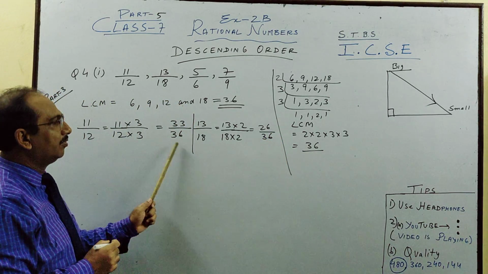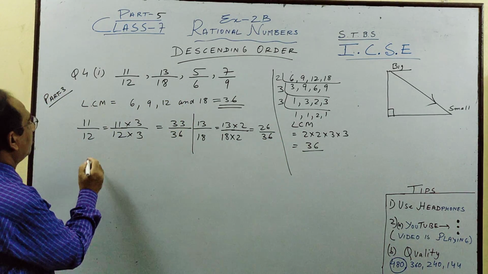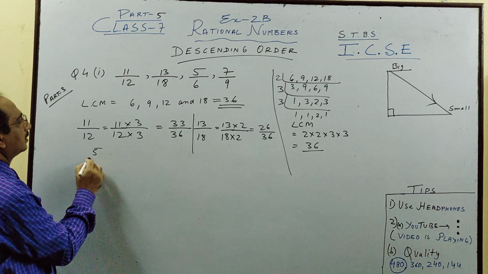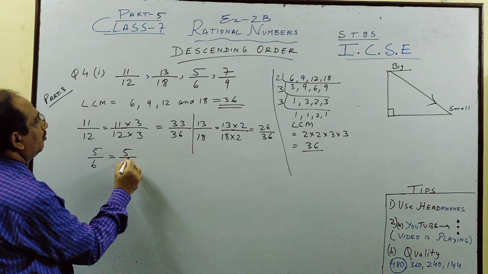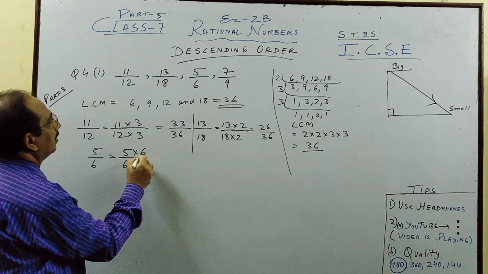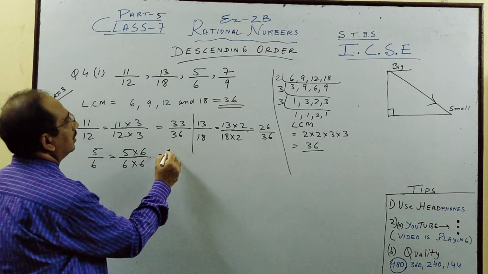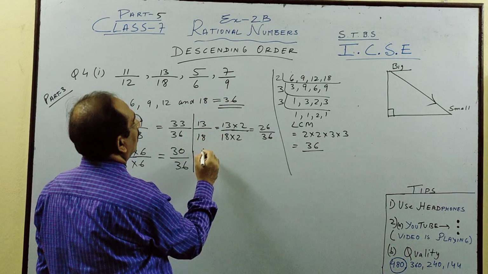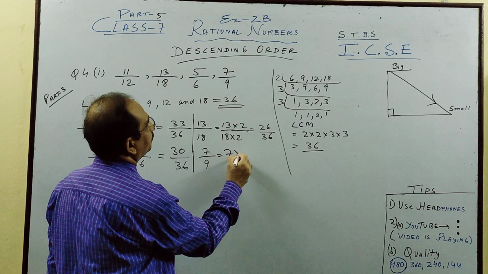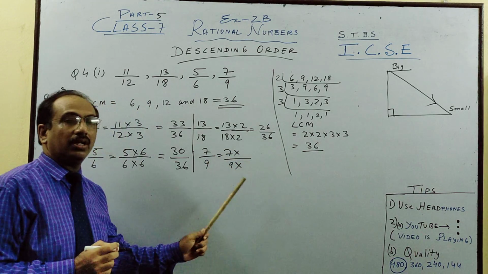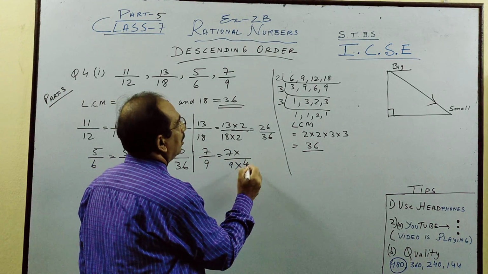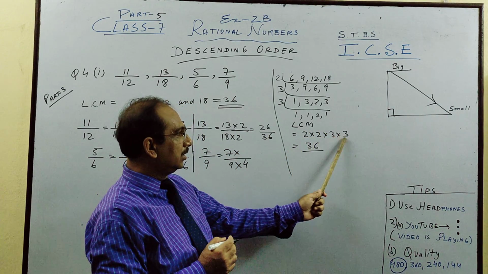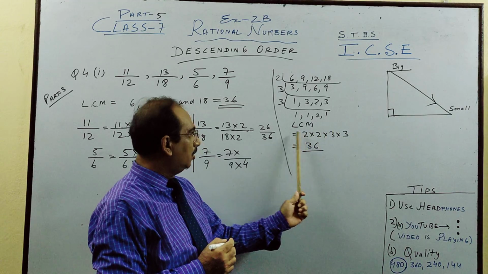So you see we are getting the same denominator. Same way, 5 by 6: 6 into 6, because we know 6 sixes are 36. Now the last one is 7 by 9. So 9 into what will give you 36? 9 fours are 36. You can see it like this: 3 threes are 9, 4s are 36. Like 18: 3 threes are 9, 2s are 18.